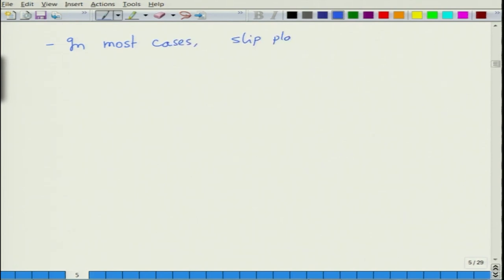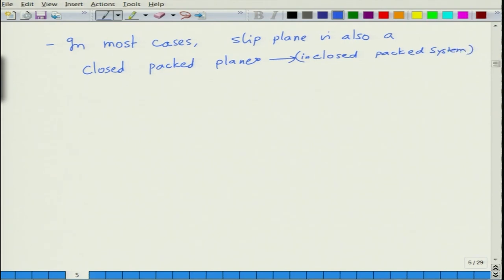In the majority of cases, the slip plane is also a close packed plane, but this is only possible for close packed systems. Systems like FCC or HCP are close packed structures, and as a result they have close packed planes.